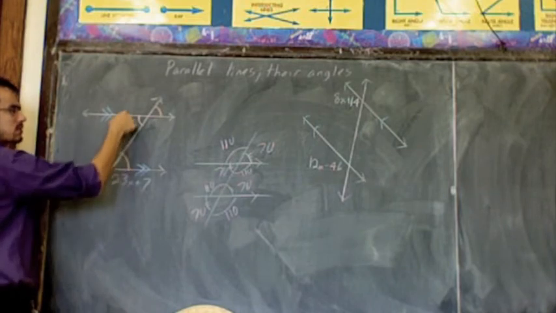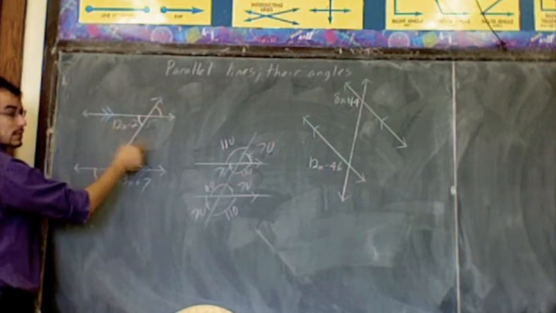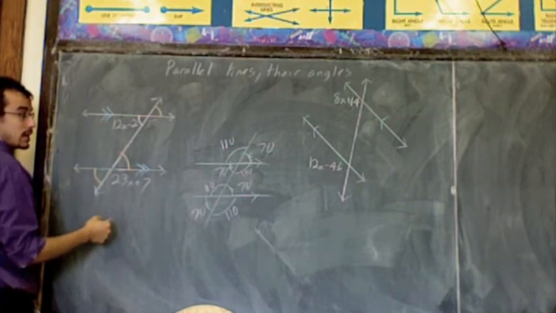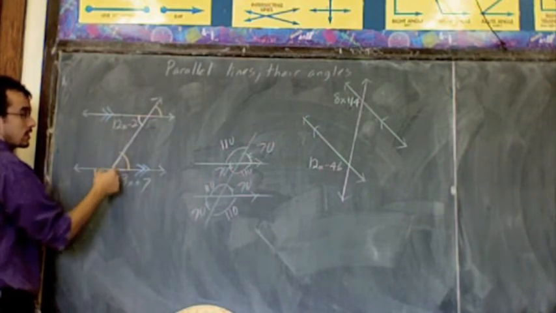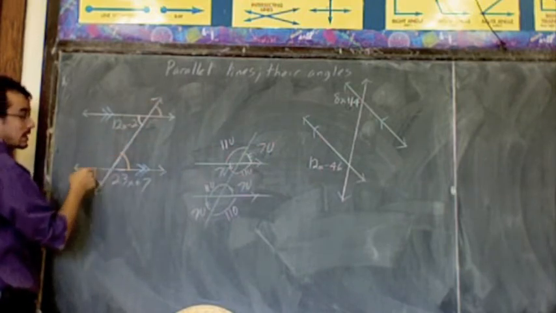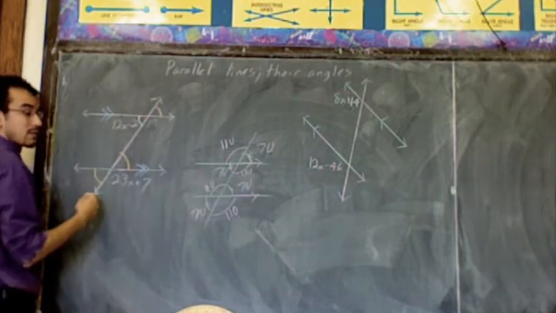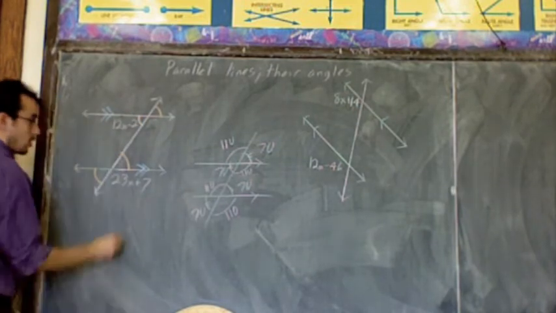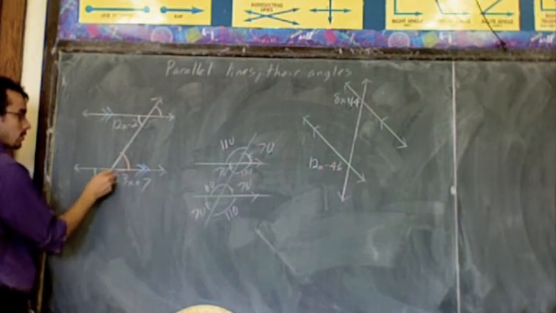These 2 angles are specifically called alternate because they're on opposite sides of the transversal, interior because they're between the parallel lines. Alternate interior angles. These are alternate exterior angles. They're on opposite sides and they're outside of the parallel lines. And they're all congruent. And vice versa, all the angles I'm about to do in red are congruent.